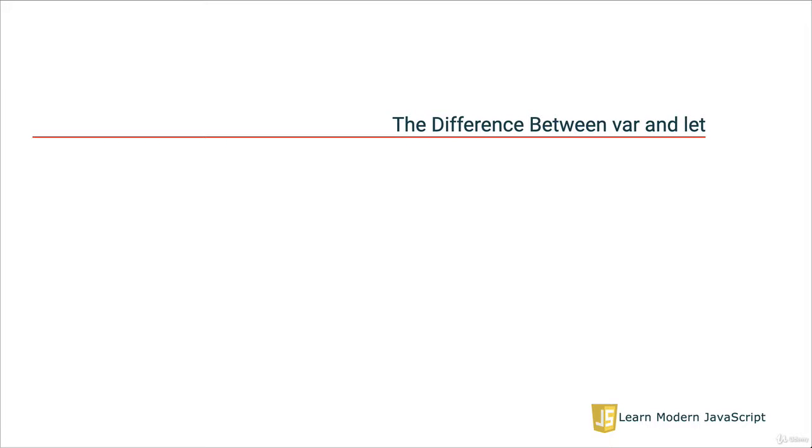The ES6 standard provided a new way to define variables. So let's take a look at the difference between var versus let. Now the main difference is with how the variables are scoped. However, there is another difference as well, and it has to do with hoisting.